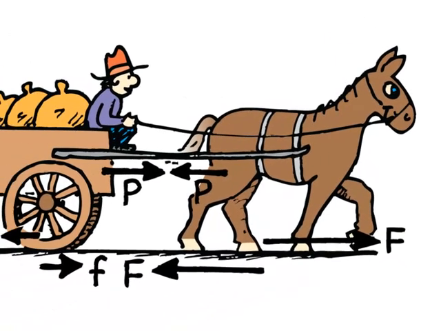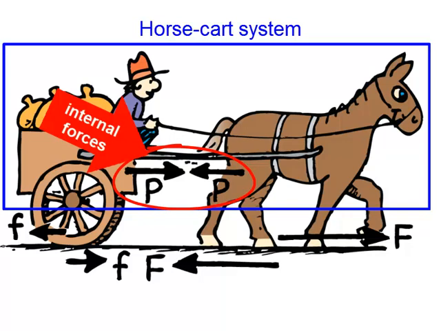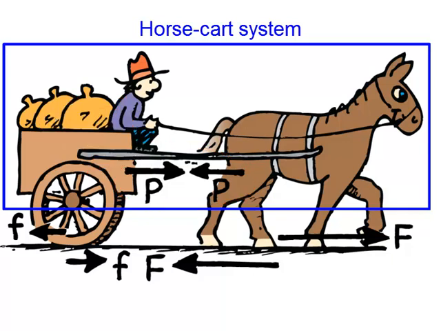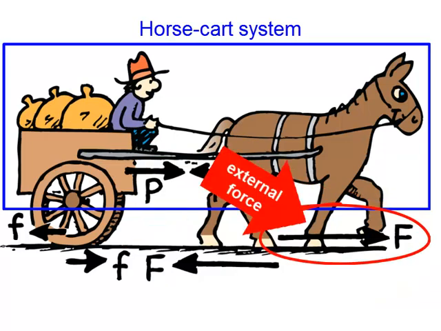Look at the horse-cart system as a whole. The pull of the horse on the cart and the reaction of the cart on the horse are internal forces within the system. They contribute nothing to the acceleration of the horse-cart system. They cancel and can be neglected. To move across the ground, there must be an interaction between the horse-cart system and the ground. It's the outside reaction by the ground that pushes the system.